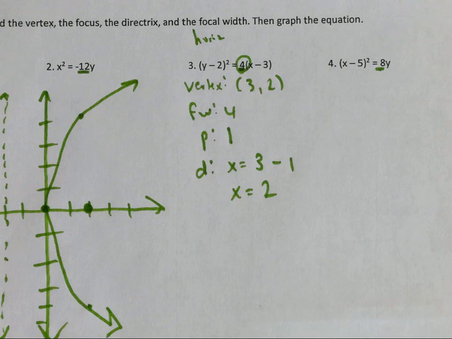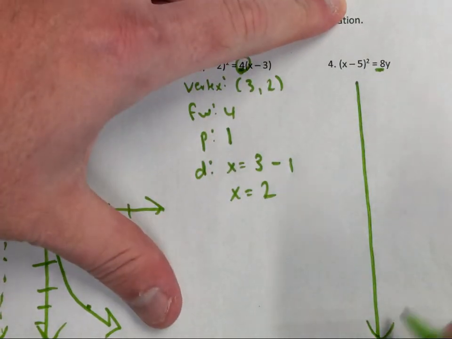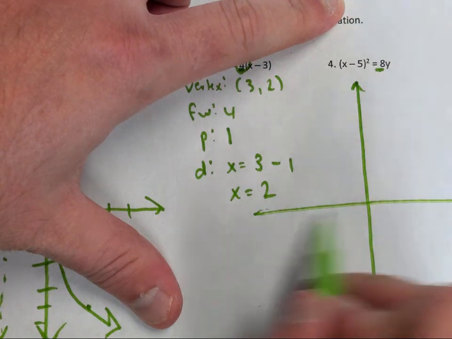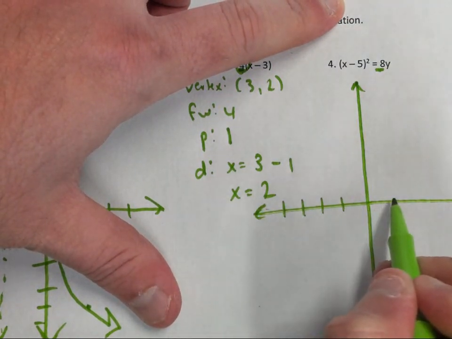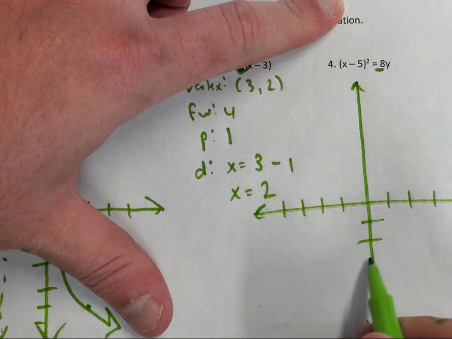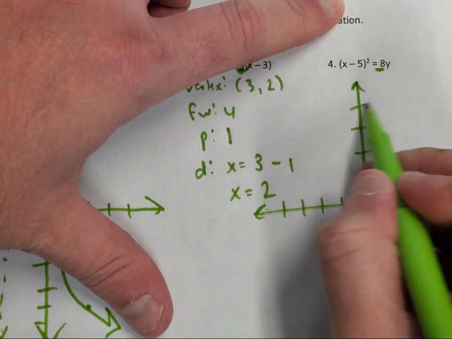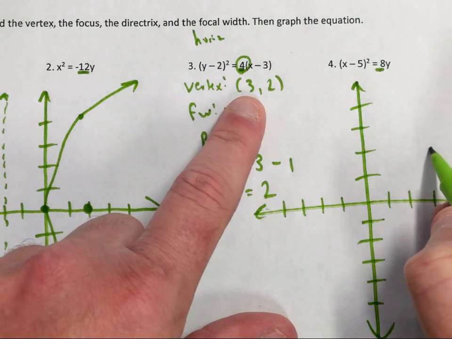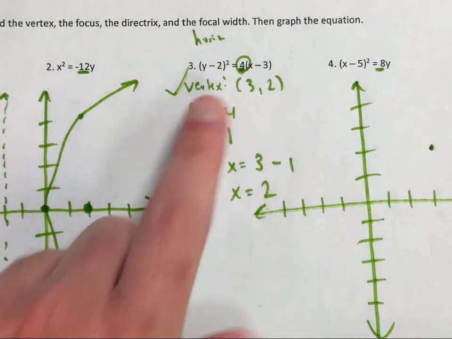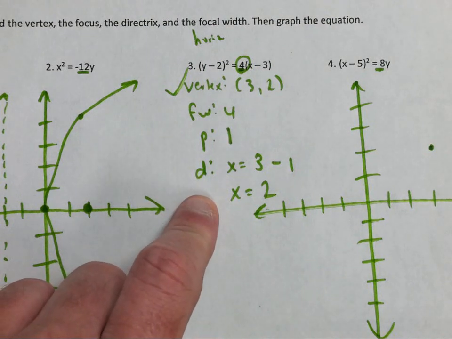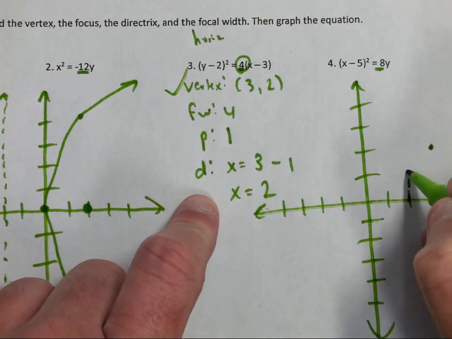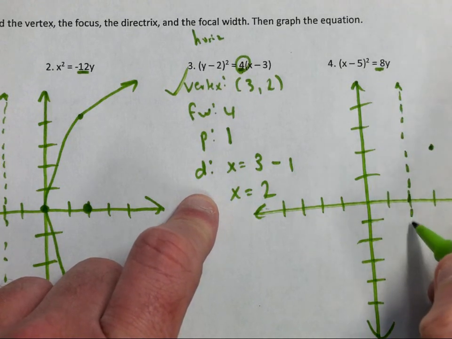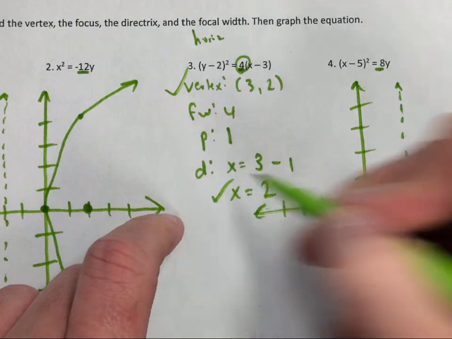Wait, where did you get your P? You take the number sitting down here on this side and divide it by 4. Alright, let's graph it. Graph your vertex first, 3, 2. Check. Graph your directrix. X equals 2. That's going to be a vertical line at X equals 2. Check.